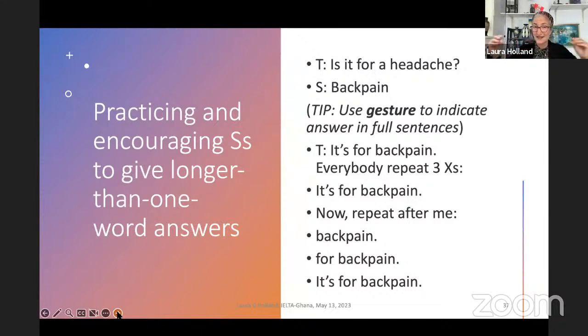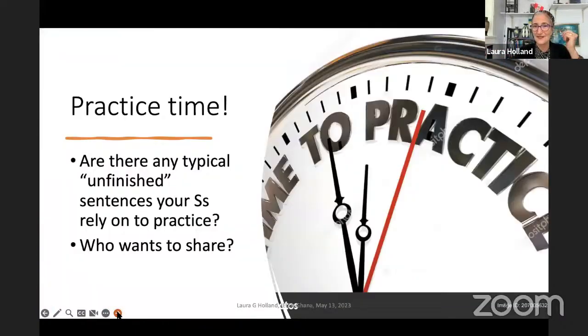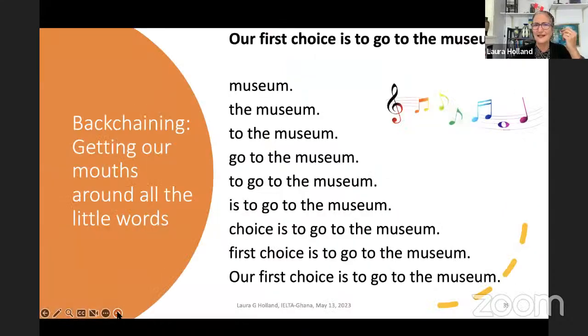I would say to the student, longer, please. And in the first week, my students know that if I do this, it means I want a longer answer. So then the teacher could say, it's for back pain. Okay, and then build that back up again. So we can use it to practice all kinds of things. Back chaining also gets our mouths around all the little words.